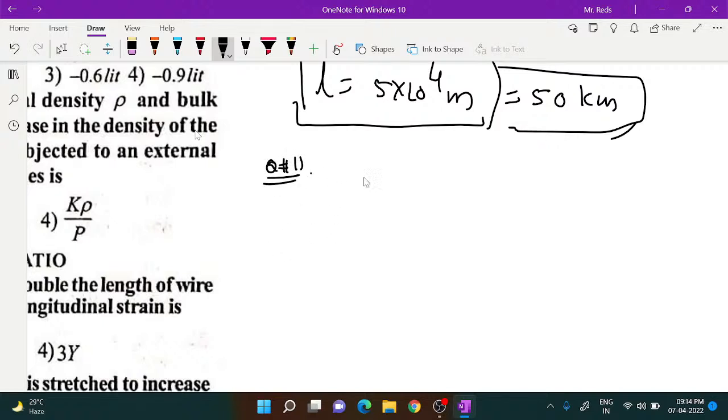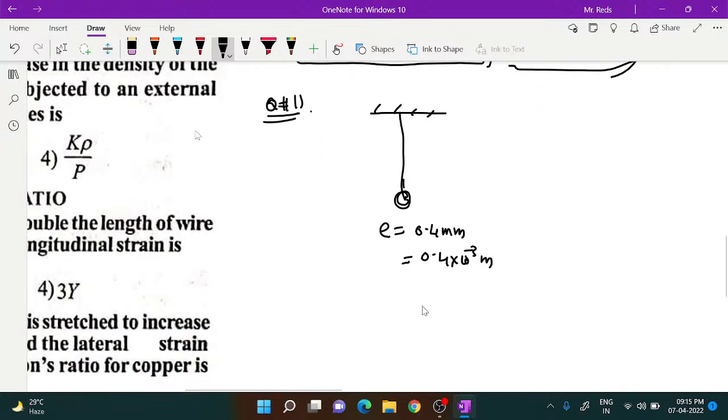It is given that a solid sphere hung at the lower end of a wire is suspended from a fixed point so as to give an elongation. There is a wire, with a support. You can take it like this also, instead of two stands, only one stand. A solid sphere is hung at the lower end of the wire, so as to give an elongation E. So elongation E is equal to how much? 0.4 mm, so it is equal to 0.4 into 10 to the power minus 3 meters, or 4 into 10 to the power minus 4 meters, right?